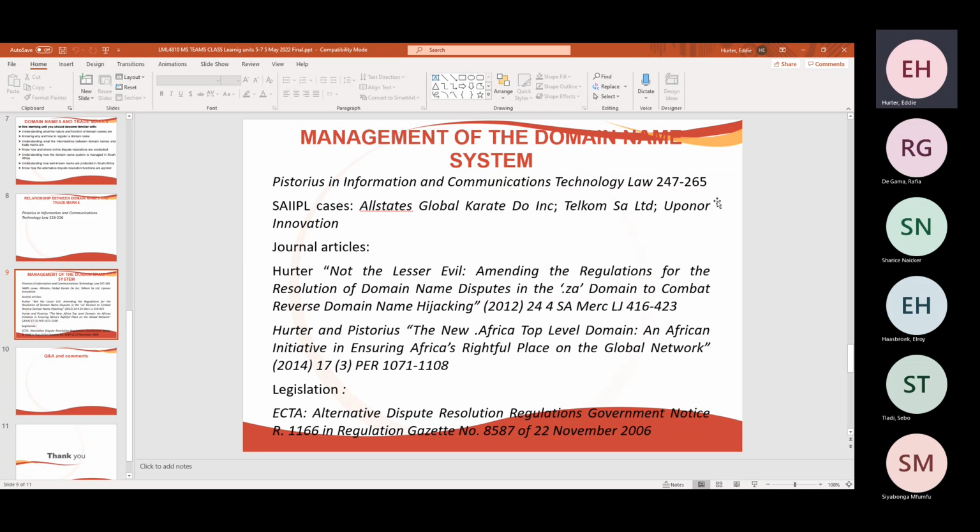Firstly, in essence, the complainant, the person that institutes the dispute, needs to have rights in the domain name, whether it be registered trademark rights or common law rights. You'll notice that if you look at our South African regulations, the definition of rights is a lot broader than the definition of rights within the UDRP. The definition of rights includes intellectual property rights, commercial rights, cultural rights, linguistic rights, religious rights, personal rights.